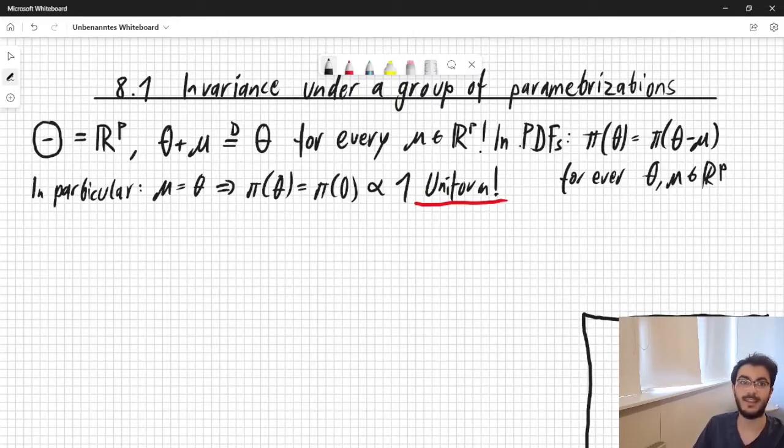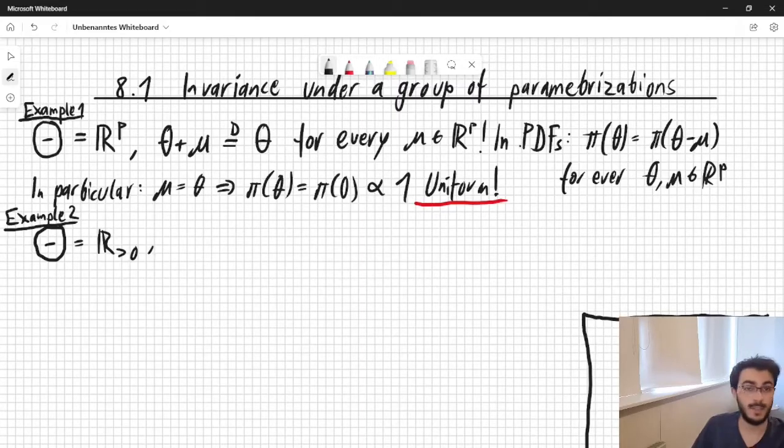But there's another case which is equally convincing, where theta is not equal to the real space, but it's some positive number. Here we could, for example, say we have some numbers given, but we don't know the scale on which these numbers are. So no matter what the scale is, we should still have the same confidence on every single number. In other words, we want lambda times theta to have the same distribution as theta for every positive value of lambda.